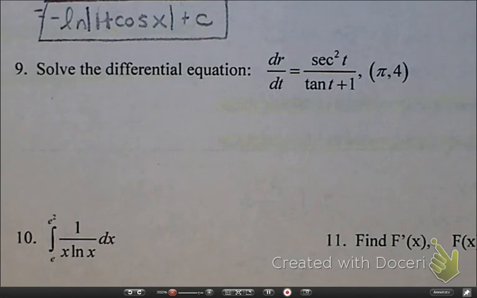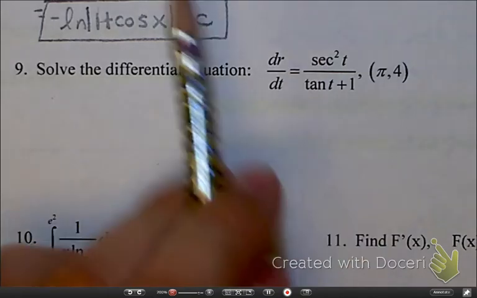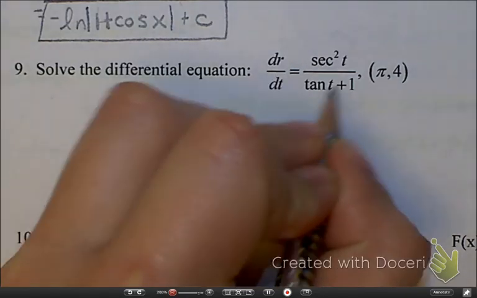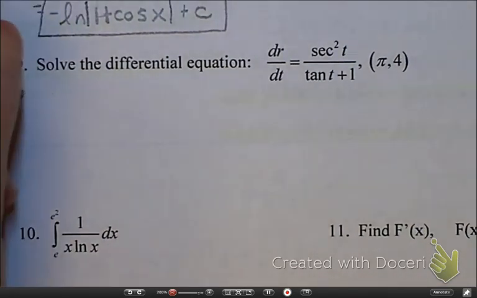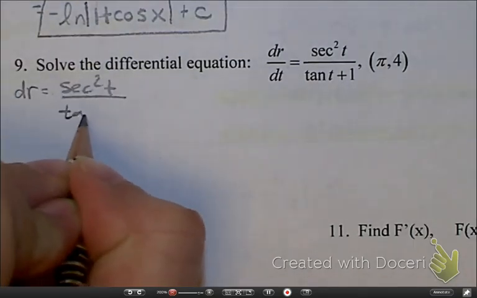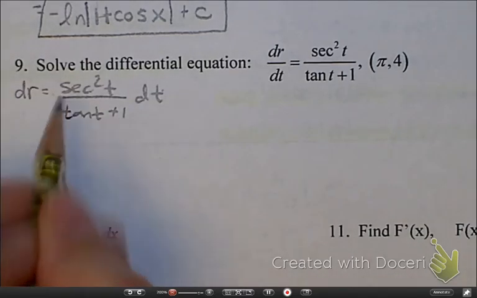It says, solve the differential equation. So we're going to work backwards. We were taking derivatives before, now we're taking integrals. To solve this differential equation means to take it backwards and go back to the original function r to figure out what r is. How we do that is we move the dt over to the other side of the equation so that we can set up the integral. So we have dr equals secant squared t over tangent t plus 1 dt. And remember, we said to always look for something that fits one of the integral rules.